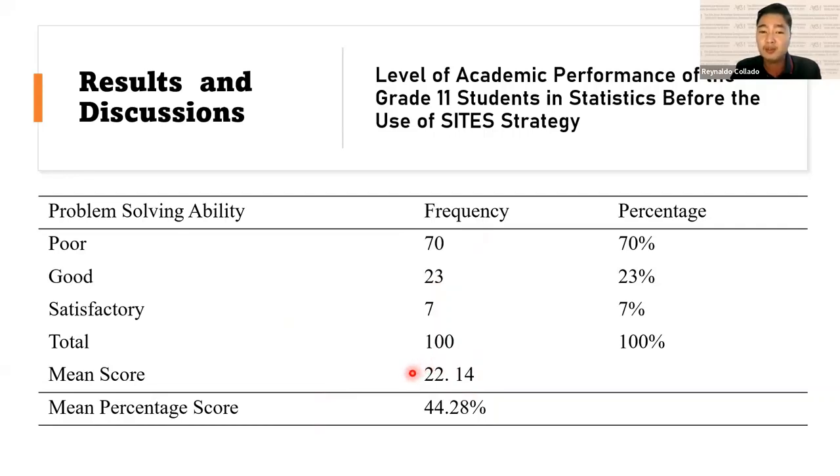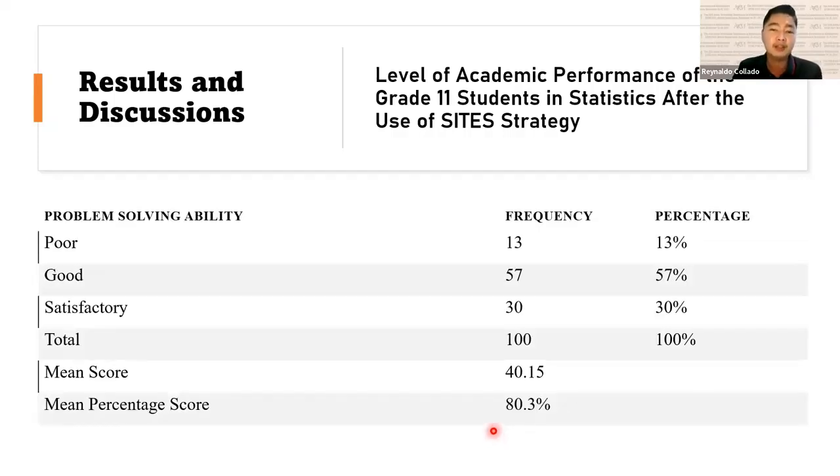The test is actually 50 items. And so the mean percentage score is 44.28%. Now, let's compare this with the results after 2 months of the SITE strategy. After 2 months, the 70% earlier became only 13% on the poor level. Most of them have moved up to good level, which is now 57% compared to 23% earlier. And the 7% for the satisfactory has risen to 30% of the total respondents.